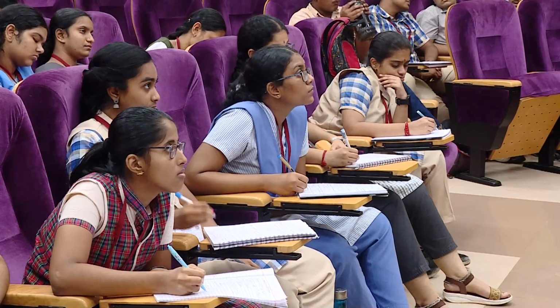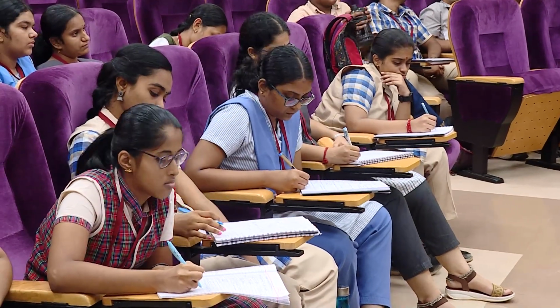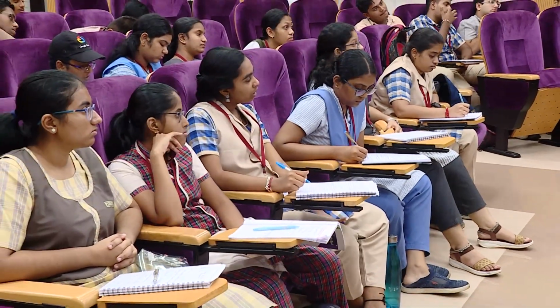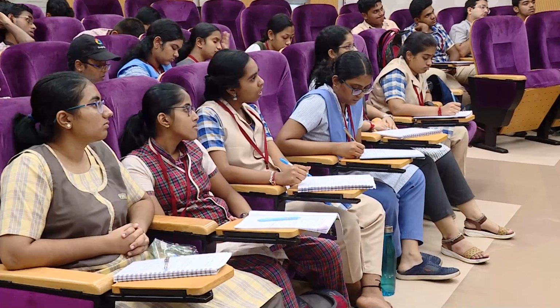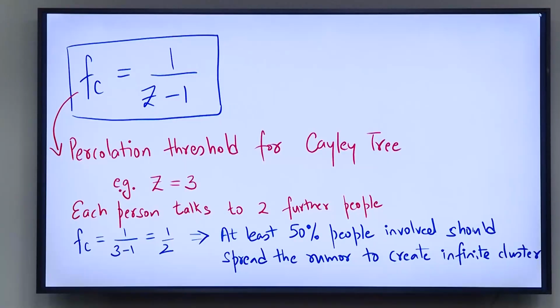That's a good result. If, for example, you are working with Z equal to 3, that means you have 3 neighbors in all. You have 3 best friends with whom you share whatever rumor or truth you want to share. Then on the average, I mean, all this maths is done with some kind of an average, each person talks to 2 further people. Somebody has told you the information and you are talking to 2 more people. The percolation threshold is 1 upon 3 minus 1, which is half.